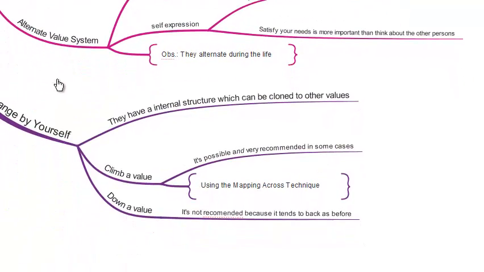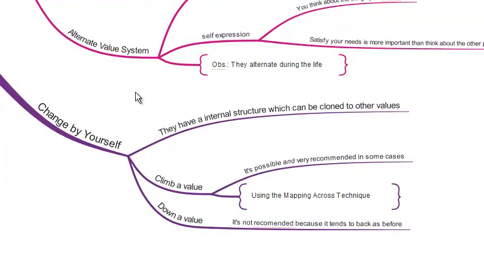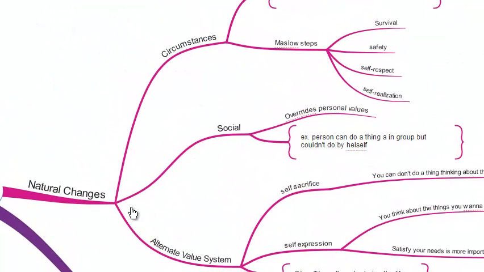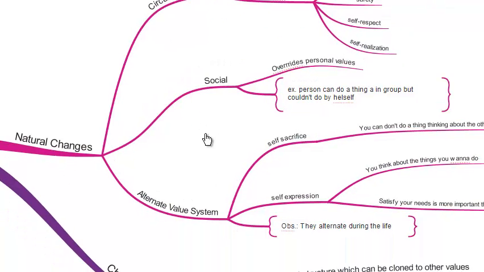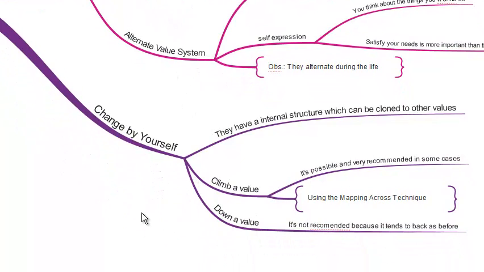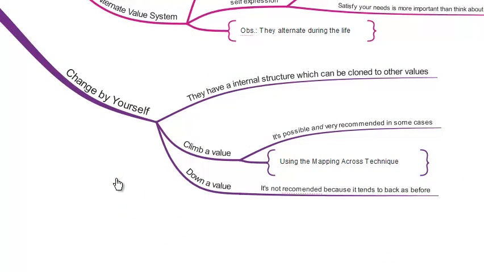It's very interesting. Those are the ways you can have natural change in your value system: by circumstance, by social groups, and by alternating value systems. As I said in the beginning, it's very important to change your values to align them with your goals. And how do you do that?